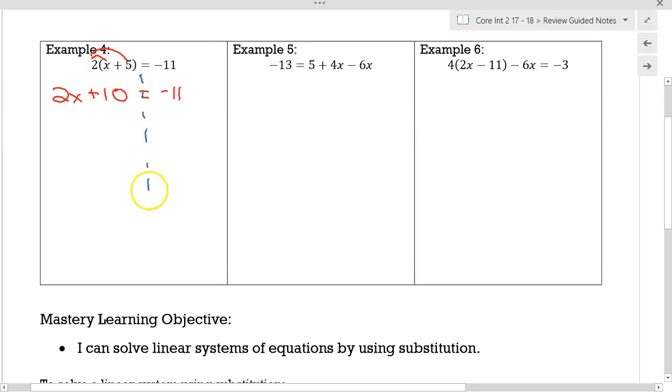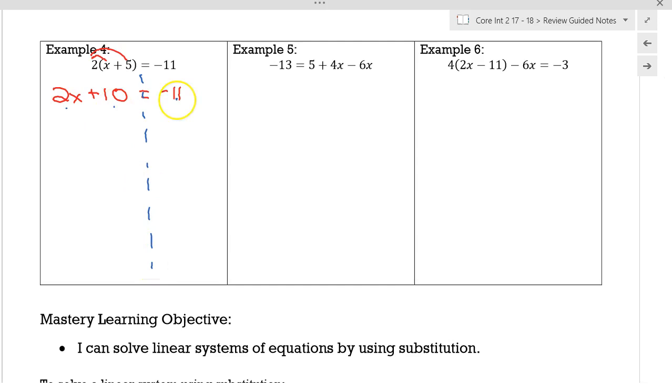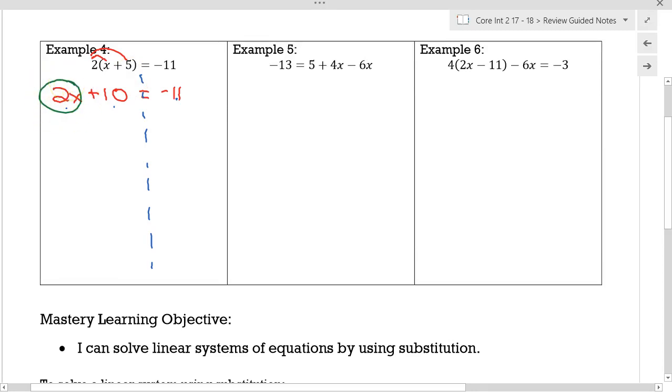Then, we look for any like terms. 2x plus 10, not like terms. Negative 11 is the only term on that side. So again, it's not like terms. All right, so now looking for variables to one side, constants to the other. 2x is the only variable, and on the left side is good to go. 10 and negative 11 are my constants.